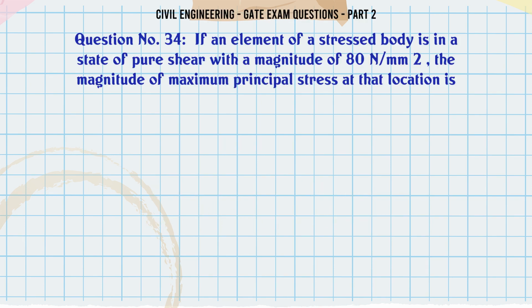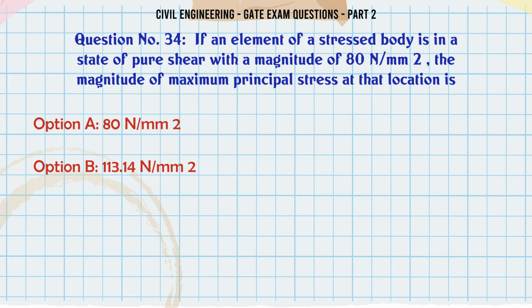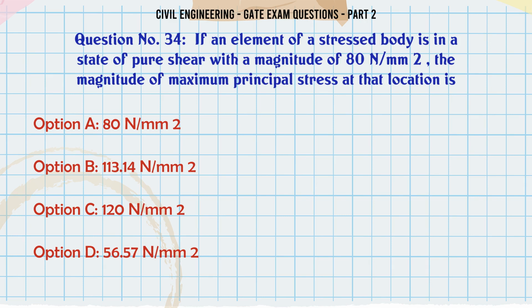If an element of a stressed body is in a state of pure shear with a magnitude of 80 N/mm2, the magnitude of maximum principal stress at that location is A. 80 N/mm2, B.